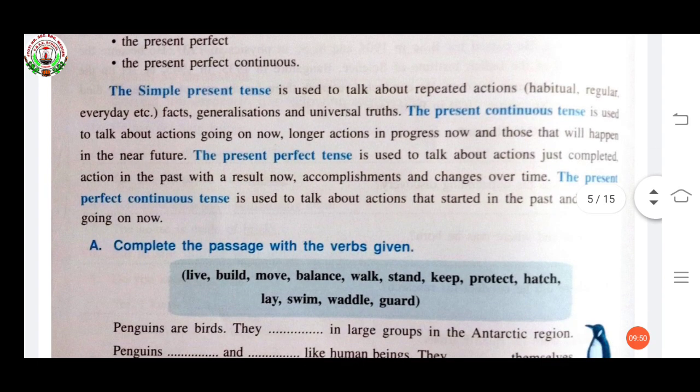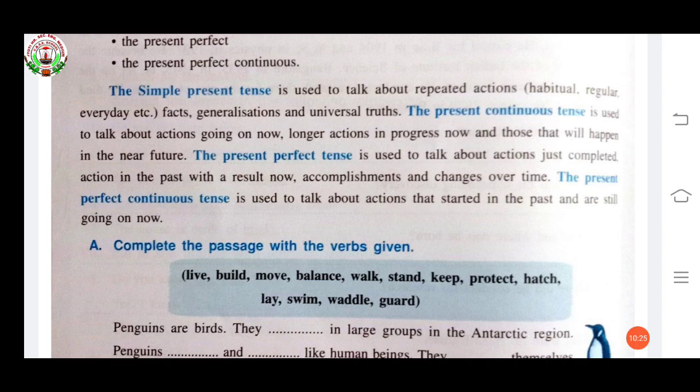First, I will read this. The simple present tense is used to talk about repeated actions: habitual, regular, everyday, etc. Facts, generalization, and universal truth. Again, I am repeating, simple present tense is used to talk about repeated action. Repeated action means the action which we are doing every day, like any habit, any regular exercise.